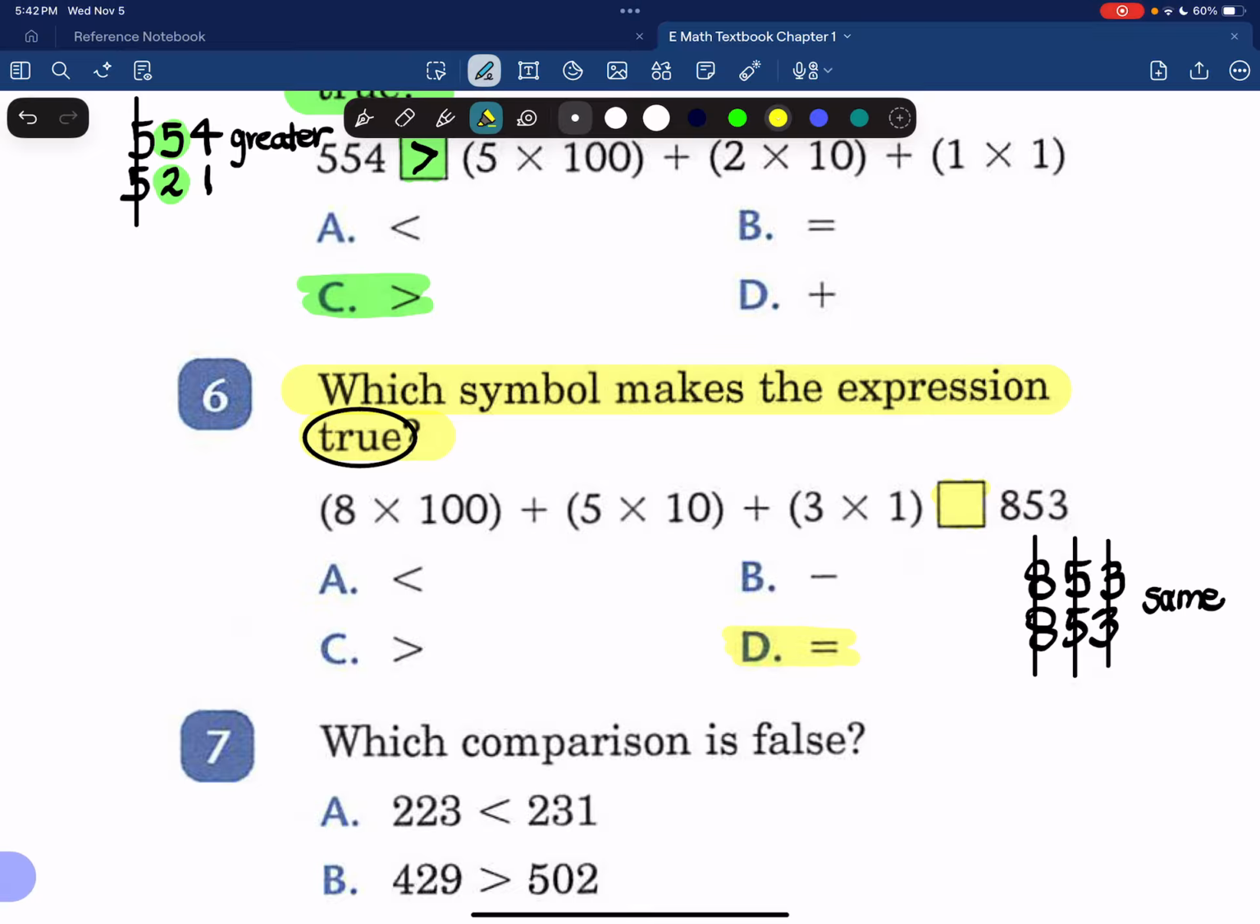Those two values are equal, which means these two form an equation, which you will use in algebra. You're kind of already doing algebra in a way. Not really, but you're learning the foundation for it.